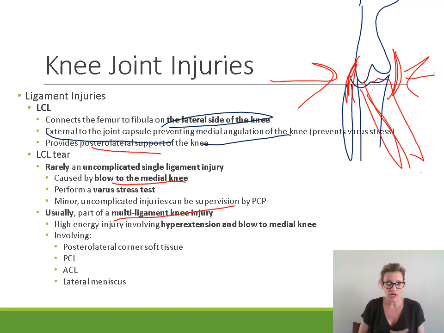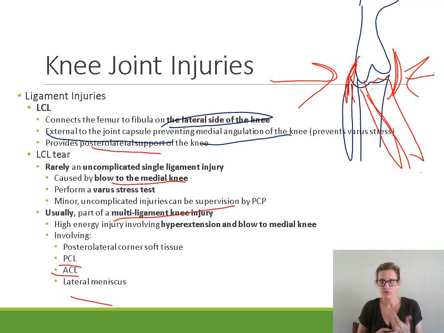Other structures that are commonly involved are the posterolateral soft tissue, the posterolateral corner of the knee, all of the soft tissue that's back there, the posterior cruciate ligament, or PCL, the anterior cruciate ligament, or ACL, and the lateral meniscus. So this is usually a big high energy blow that's got a lot of damage to the knee. Very rarely just the LCL.